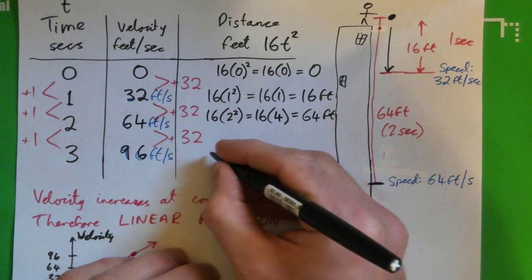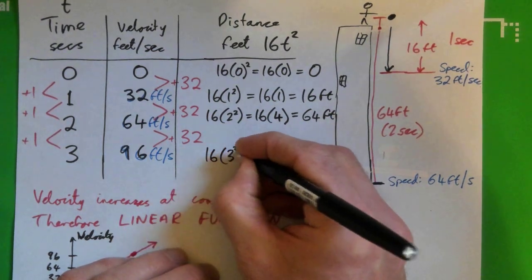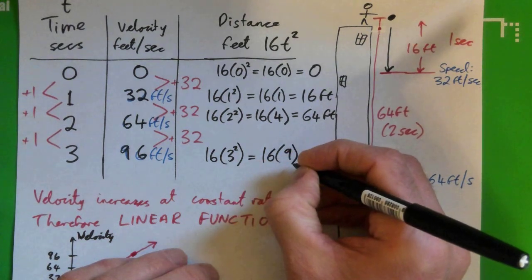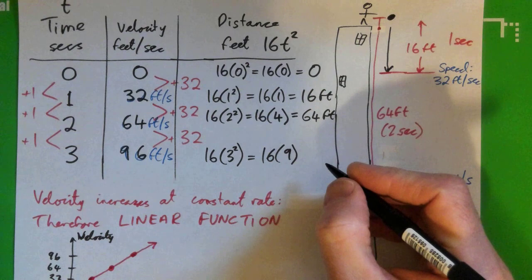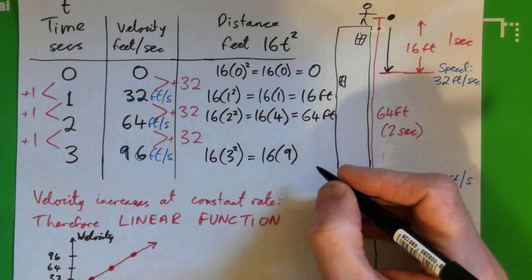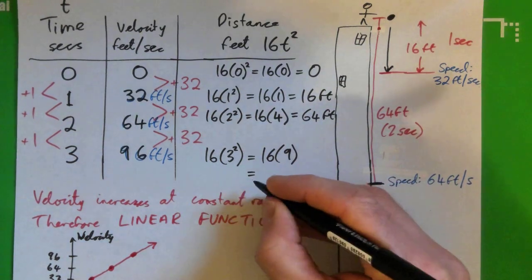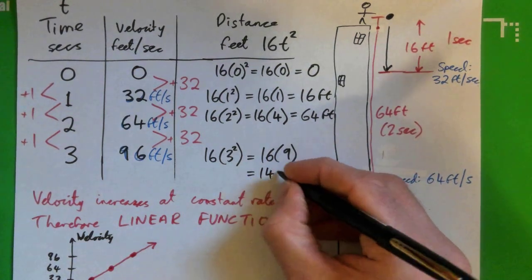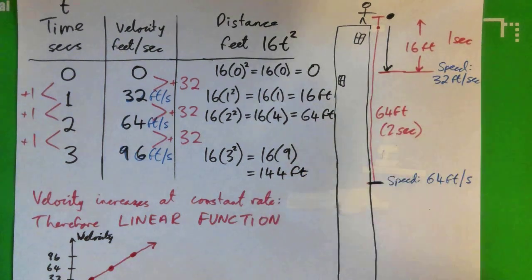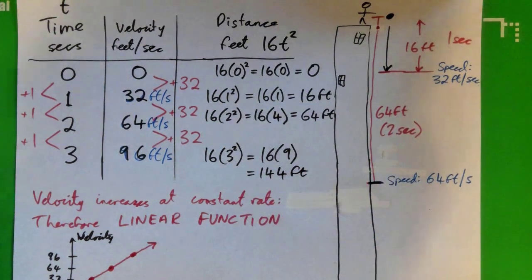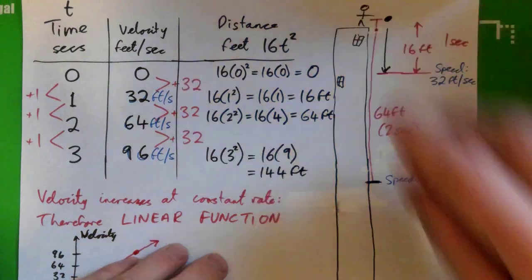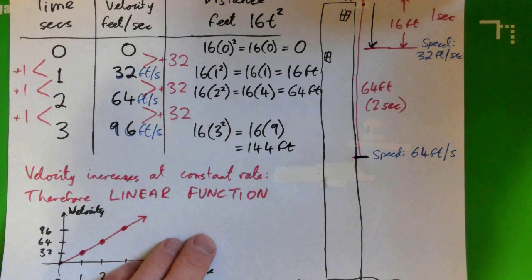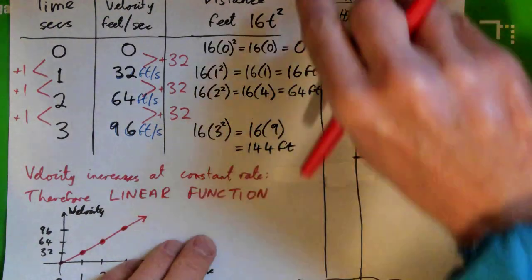So after 3 seconds we have 16 times 3 squared, which is 16 times 9, which is almost 160. But it's less than 160. It's 144, right? And that's 144 feet. So I'm just going to pretend, just for the fun of it, that after 3 seconds, that's when it hit the ground.